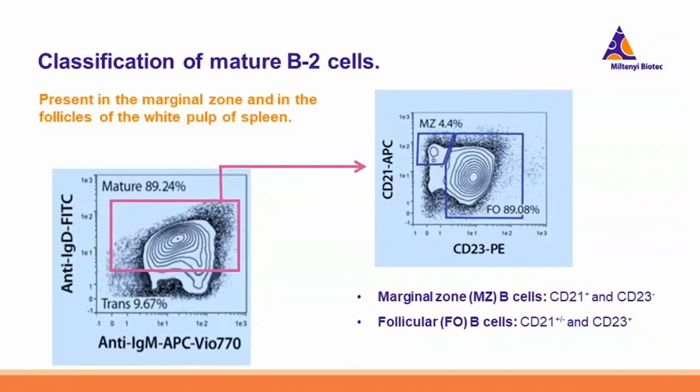And also you can then look closer into the subsets of the mature B cells. So we have marginal zone B cells that are CD21 positive and CD23 negative. So that's this gate up here. And then you can check here for follicular B cells that are CD21 dim and also CD23 positive. So this gate over here. You see that almost 90% of these mature B cells are in the follicular zone of the spleen.